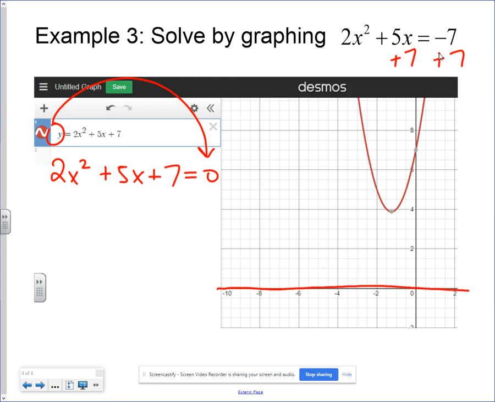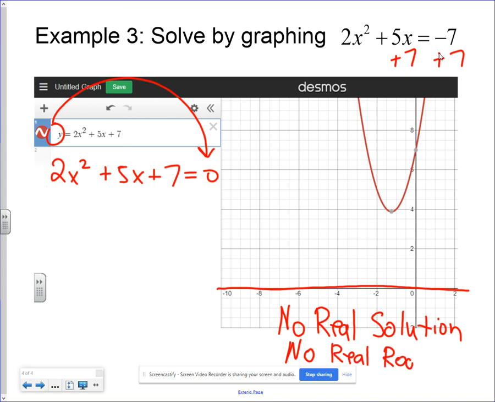Okay? So what we would do, we would write, the solution to this quadratic equation is no real solution. Or you can write no real root. It has no real root. It has no real solution. Because if we try to do this by factoring, we couldn't do it.